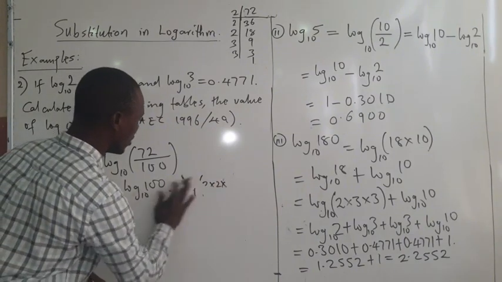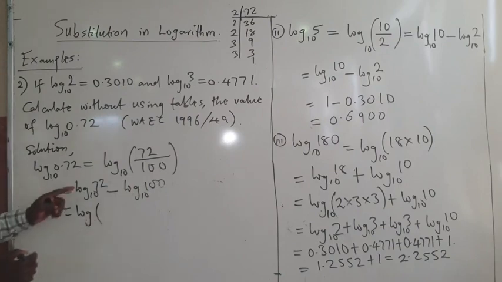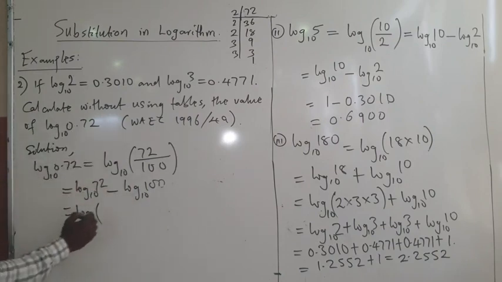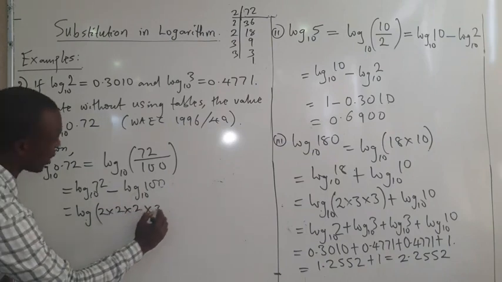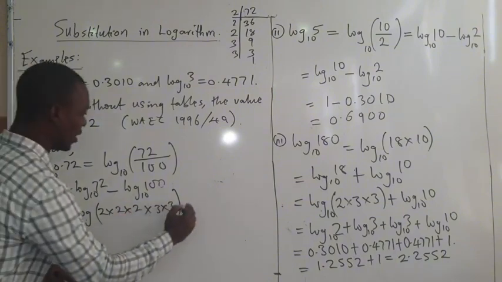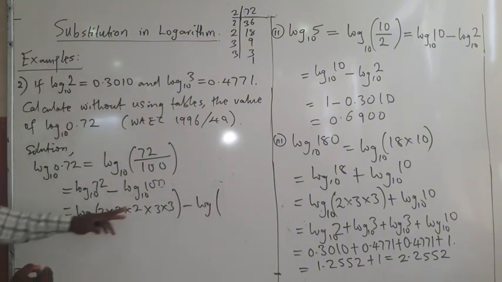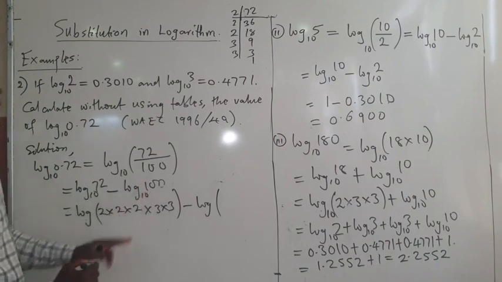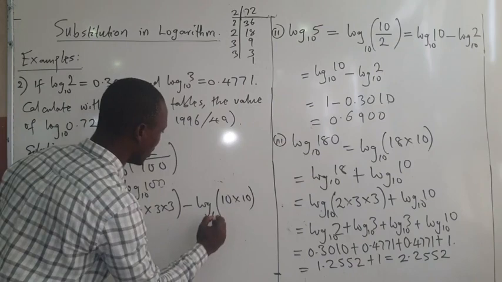Okay, let me use it. So we have log 72 base 10. 72 is the same thing as 2 times 2 times 2 times 3 times 3. Then that is that minus log 100 base 10. Express 100 as a product of 10, so it's going to be 10 times 10 base 10.